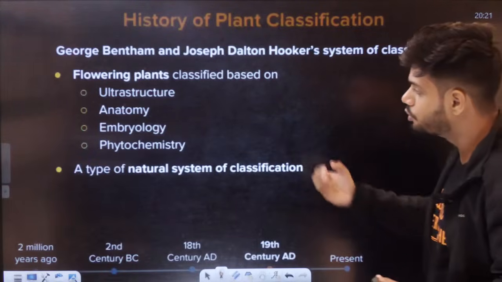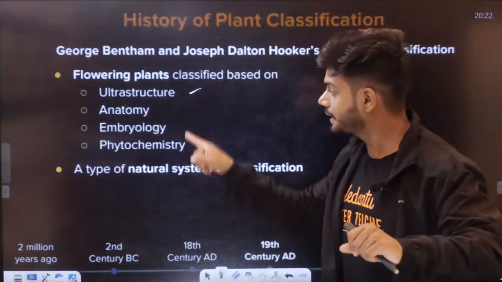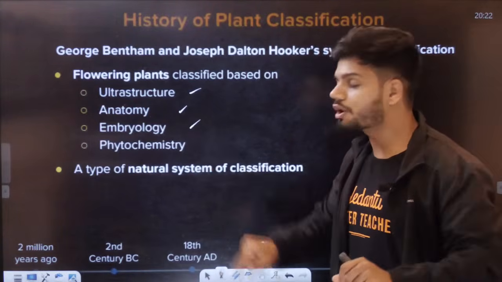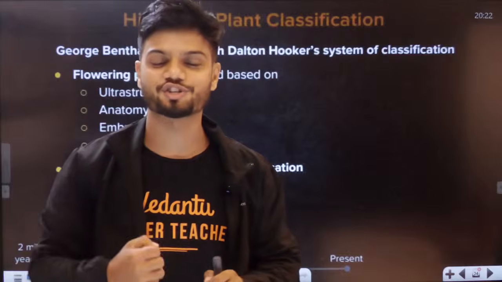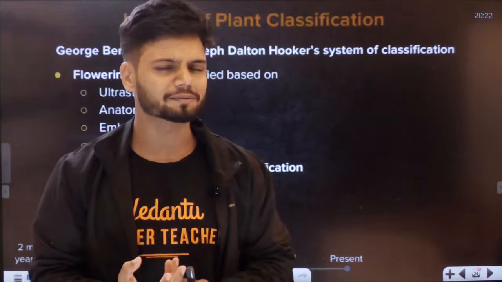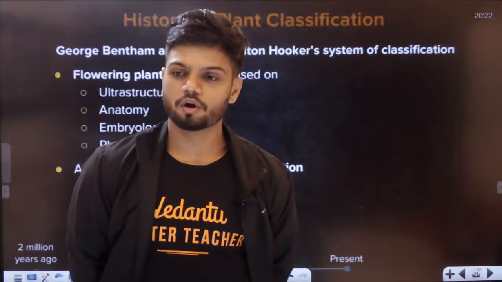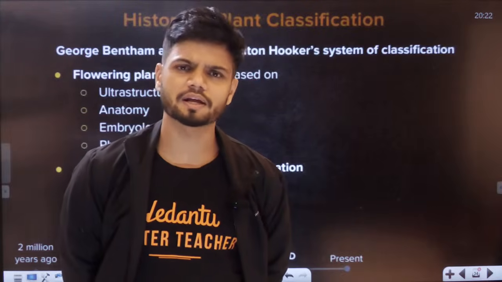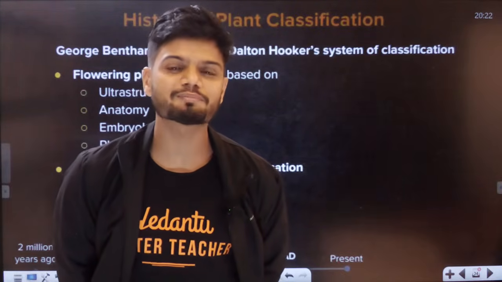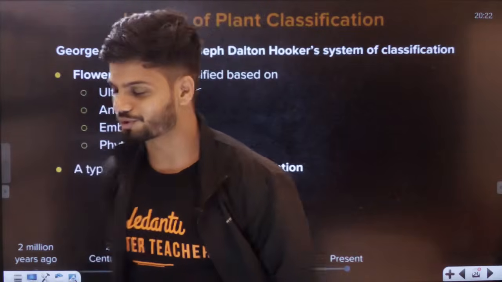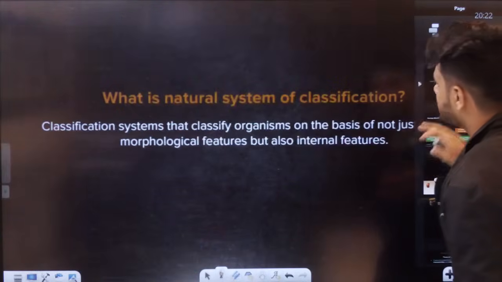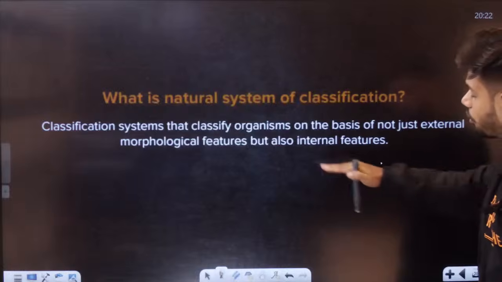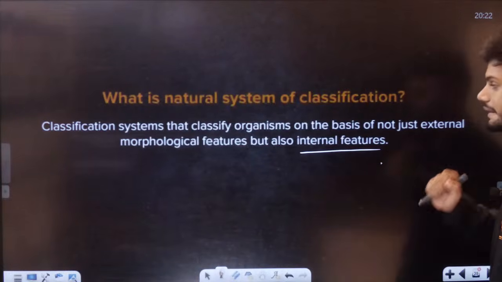So when you look at ultrastructure, anatomy, embryology, phytochemistry, when you look at the internal structures, the internal beauty, students, what do you call that? All of you, internal beauty. Natural or artificial again? We call that the natural system of classification. Natural, true love, this is true love here. Natural system of classification, students. That is classification based not just on external but also on the internal features.